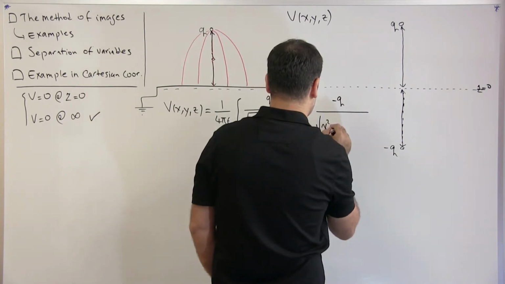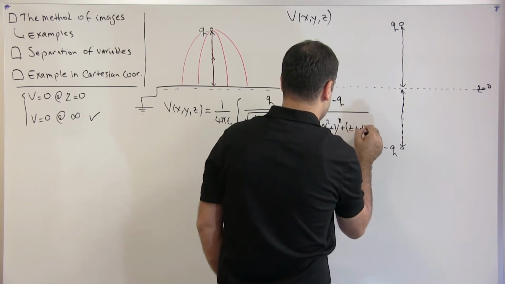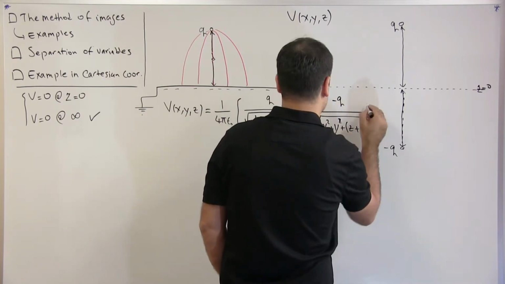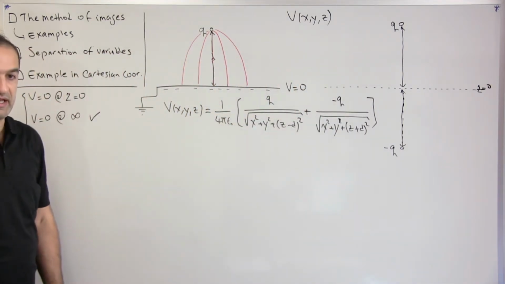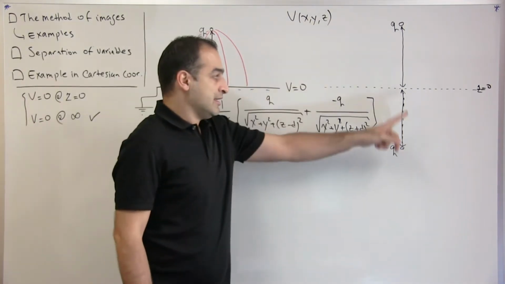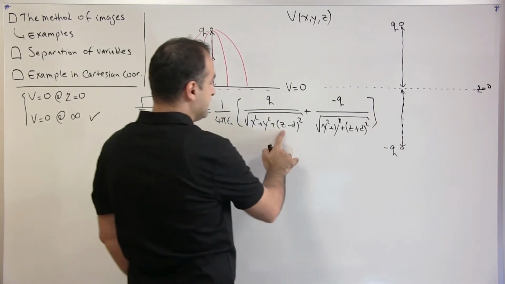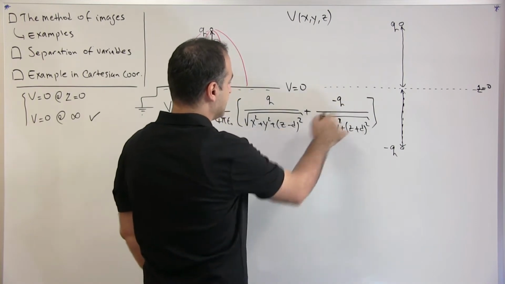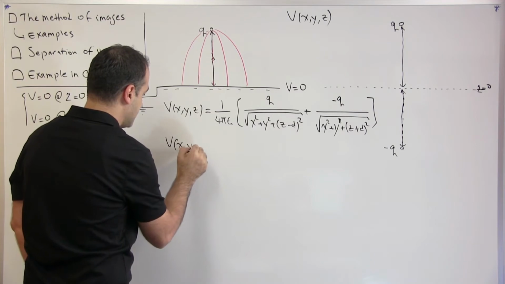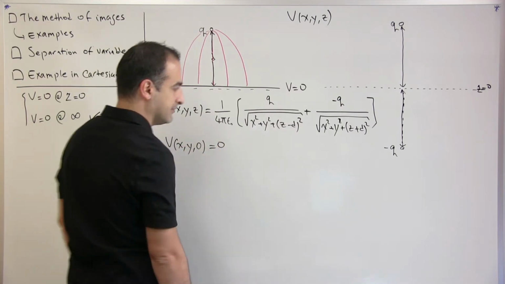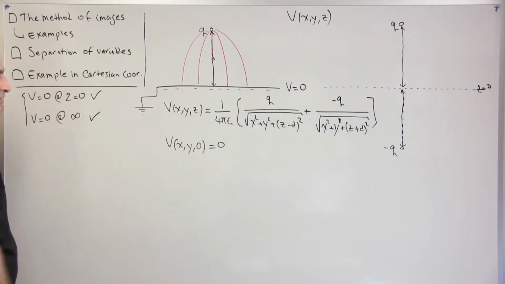So x squared plus y squared plus (z plus d) squared. This is the potential we have. We wrote it for two point charges. And now if you put z equal to 0, you will see that these two terms cancel each other out. So V(x, y, 0) becomes 0. And that's good because this satisfies the first boundary condition as well.